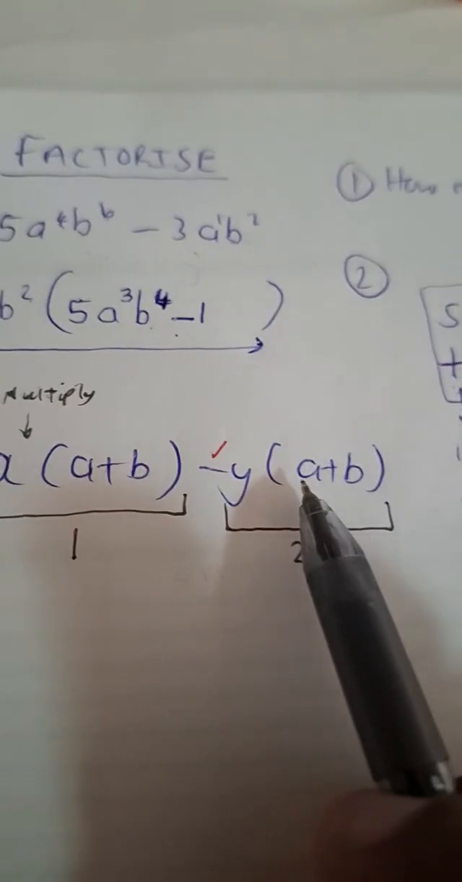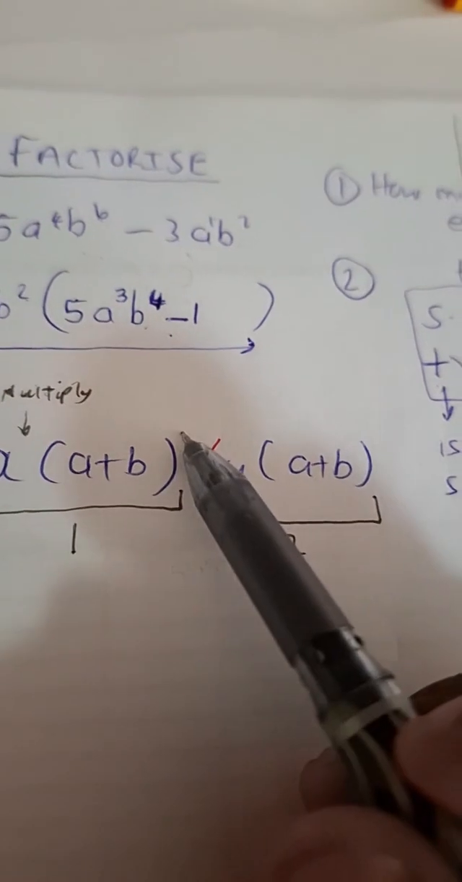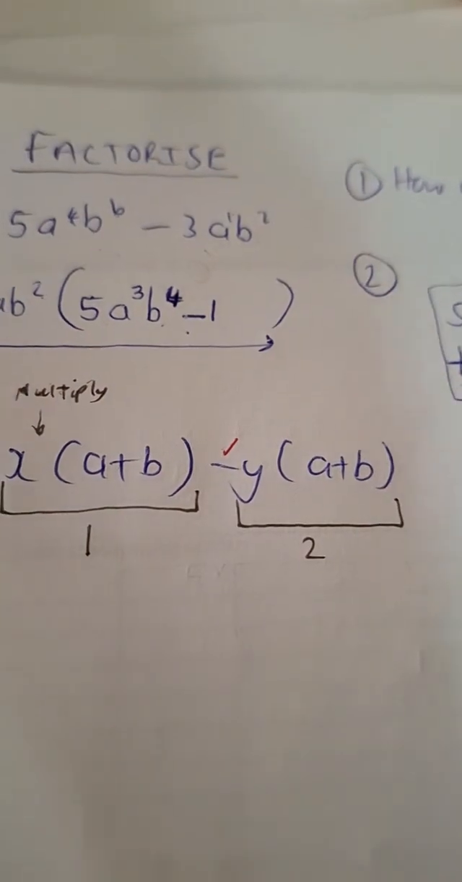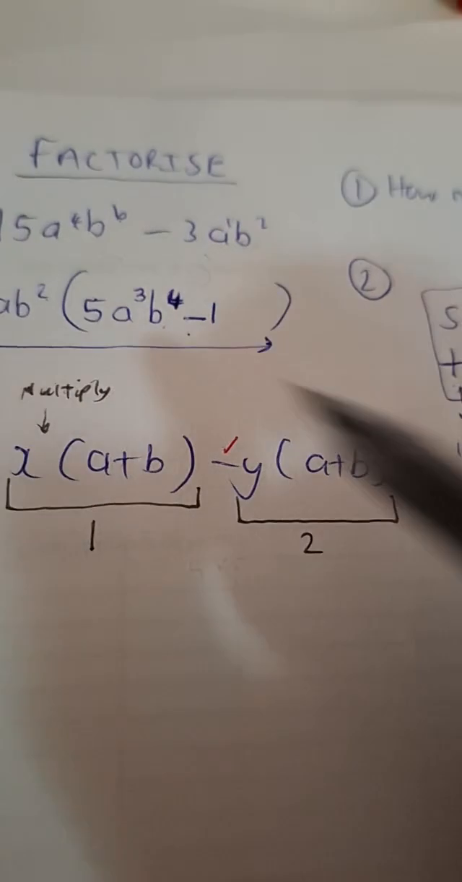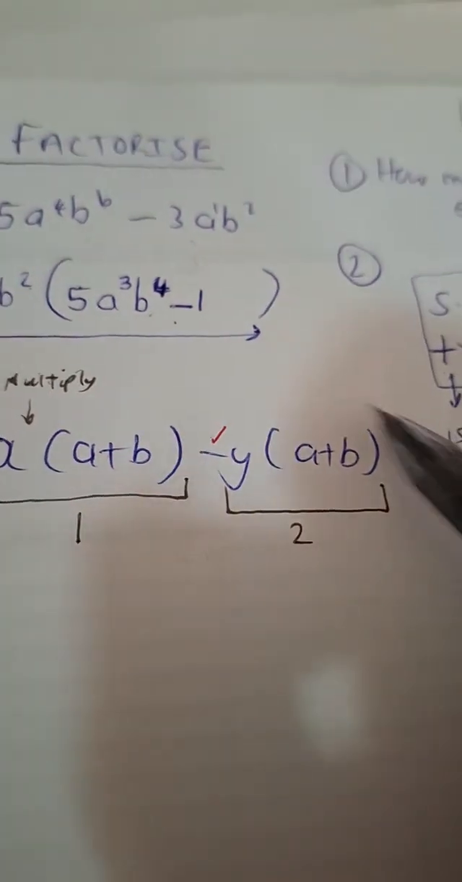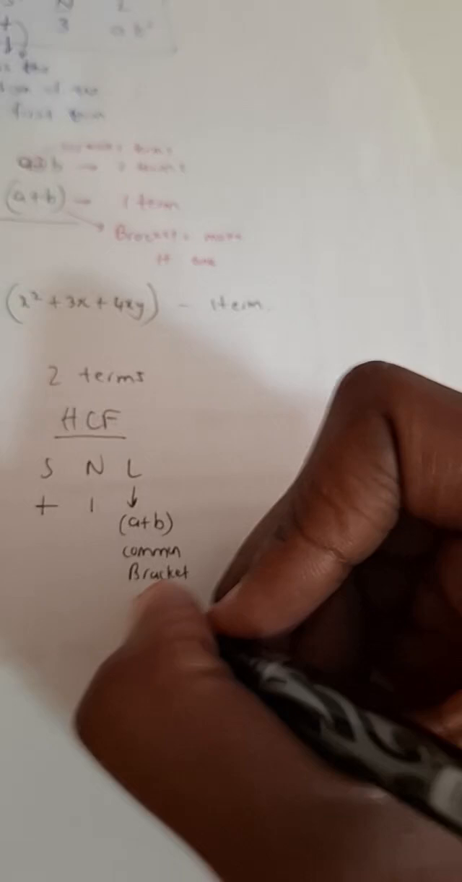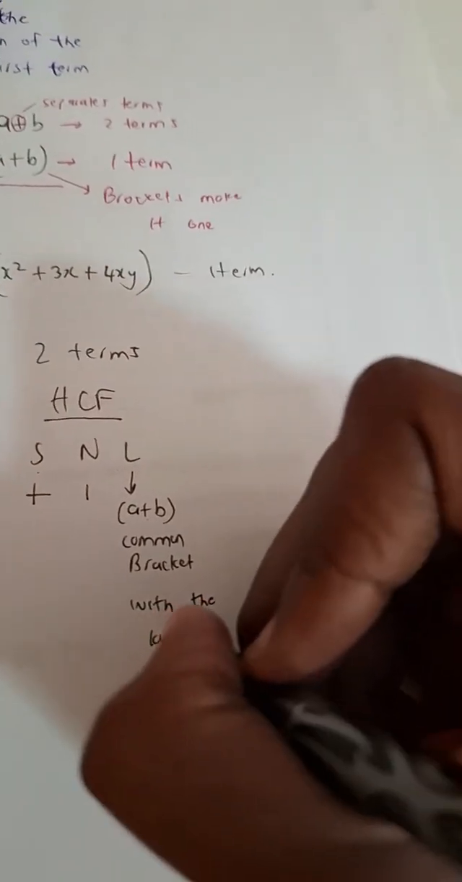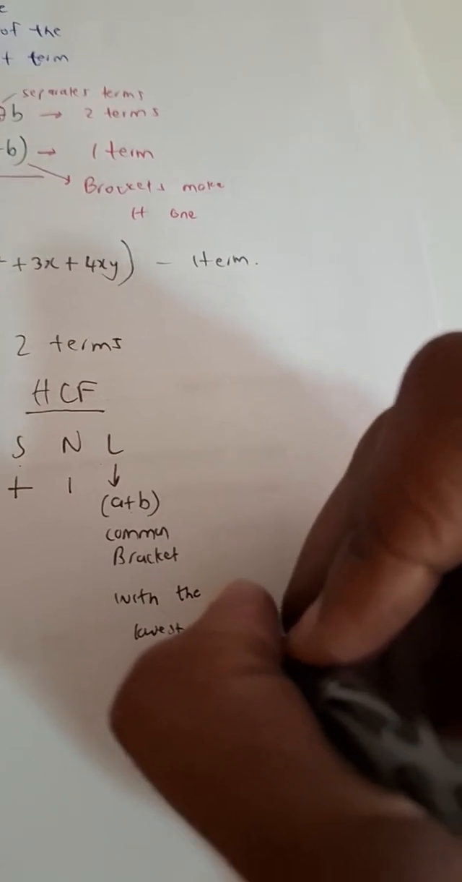Even with our common brackets, we always check what is the exponent of each bracket, because we regard each bracket as one term, but we need to check. We always identify the common bracket with the lowest exponent. Okay, I'm gonna do one last example so that you can see what I mean.